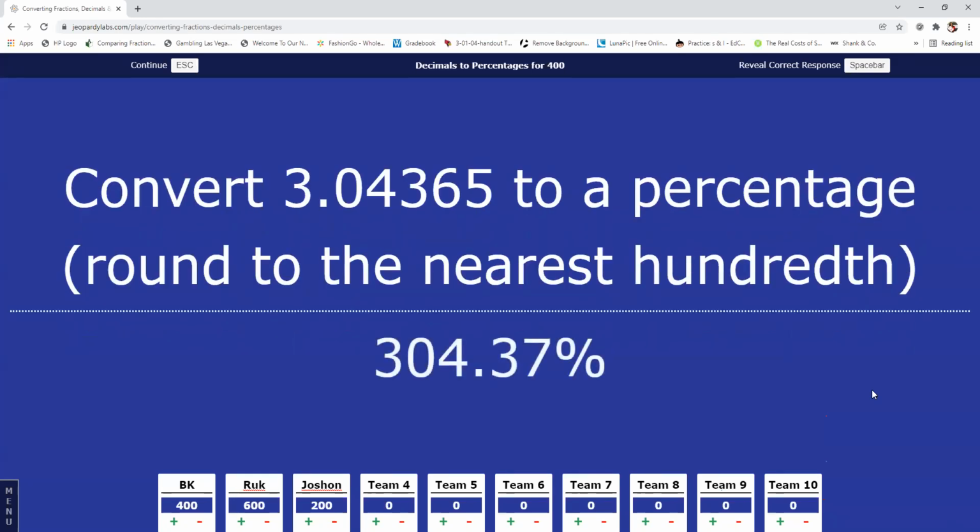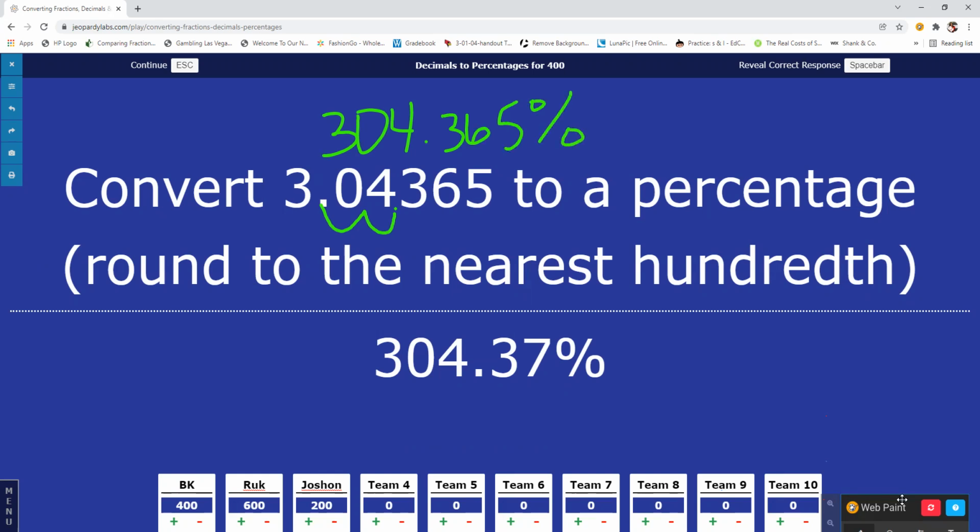All right, so the correct answer is going to be 304.37%. So how did we get the actual answer? First things first, whenever we go from a decimal to a percent, the only thing you have to do is move your decimal 2 places to the right. So once, twice, that's going to give us 304.365%. Now the question specified for us to round to the nearest hundredth. So anytime you are rounding, the very first thing you want to do is identify which place value is being rounded. So in this case, 6 is in the hundredths place. So we assess the value to the right of it. Because that's a 5, our 6 is going to increase to a 7.